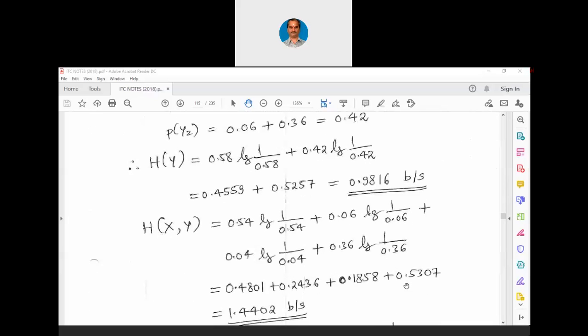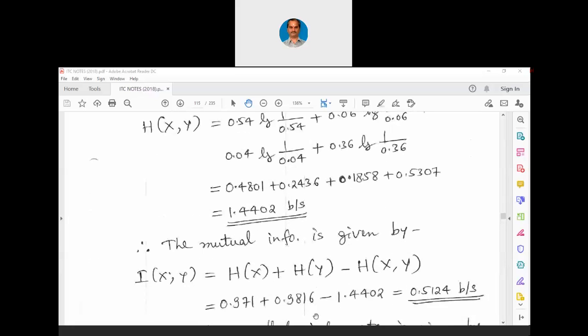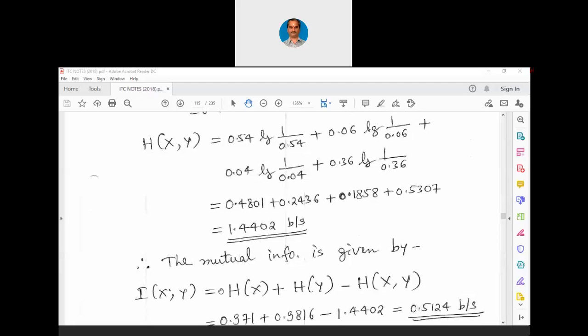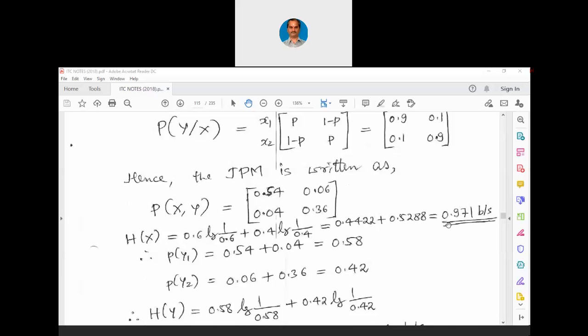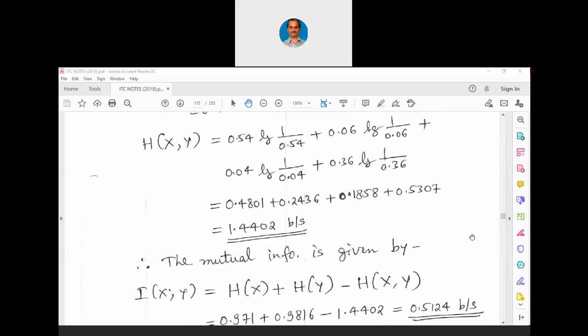Now H(X,Y) is what? The joint entropy is the entropy of the complete JPM, that is 1.4402 bits per symbol. Now we have the joint entropy, we have the source entropy, we have the destination entropy. We can find out the equivocation. But the mutual information is given directly. We need not find out the equivocation because we know this expression: I(X;Y) equals H(X) plus H(Y) minus H(X,Y), that we get as 0.5124 bits per symbol. That means out of 0.97 bits per symbol information that is transmitted, only 0.5124 bits per symbol is actually received at the destination.